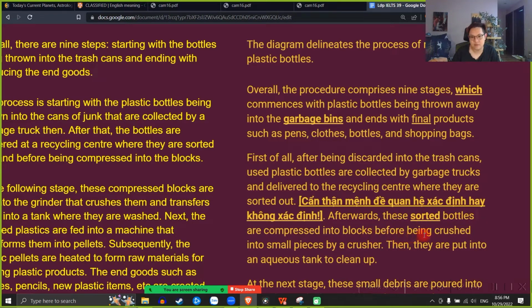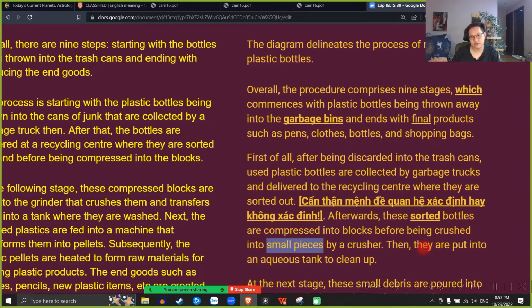Are compressed into blocks before being crushed into small pieces by a crusher. Then cái chữ day này, a crusher là một cái số ít thì không thể nào mà refer bằng chữ day này được. Cho nên chữ day này chỉ có refer là small pieces này thôi. Hoặc là có thể refer là cái bottle này cũng được, hoặc là cái blocks này. Nhưng mà nếu mà nằm ở đây á, người ta sẽ refer cho cái nào gần cái chữ day đó nhất, là chữ small pieces.